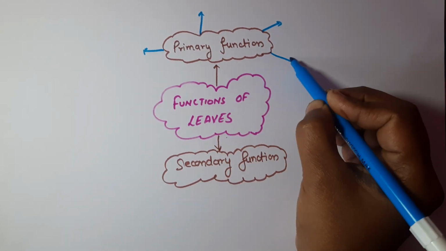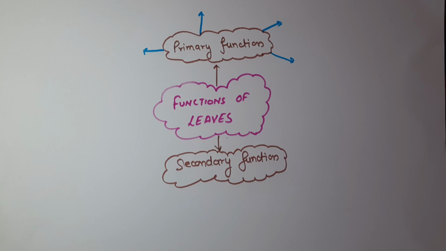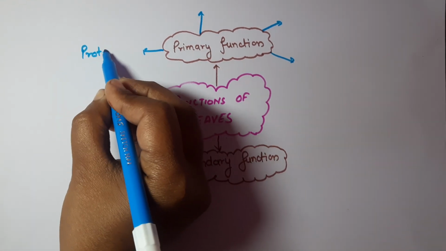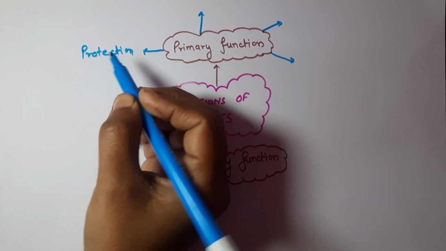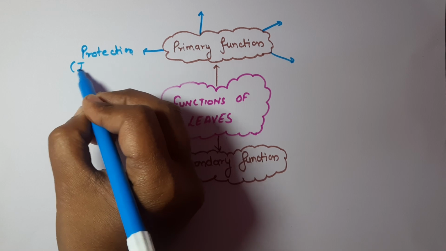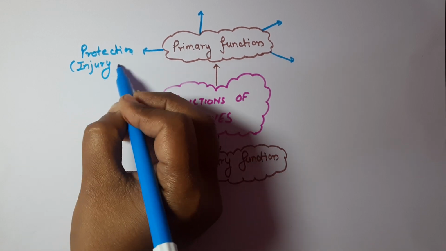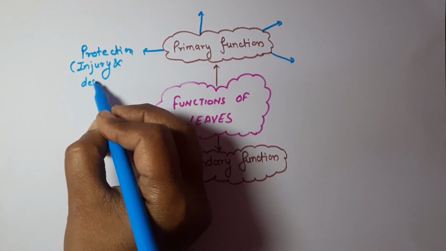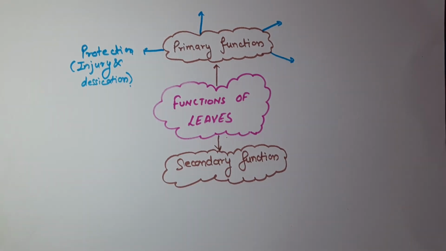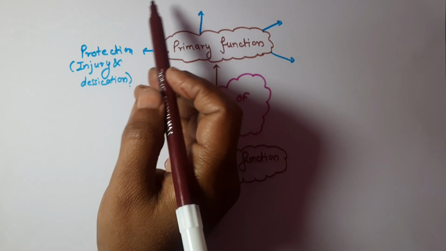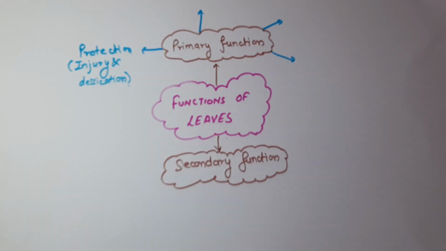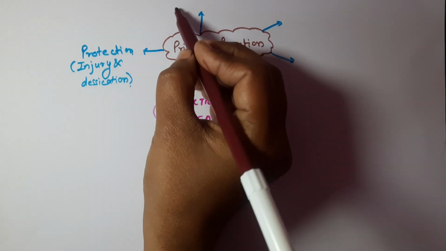I will draw four arrows so that it is easier. The first and foremost is protection. The leaves protect the plant from injury as well as desiccation. This is the first function of the leaf. The second function of the leaf is the most important process in the plant, that is photosynthesis.